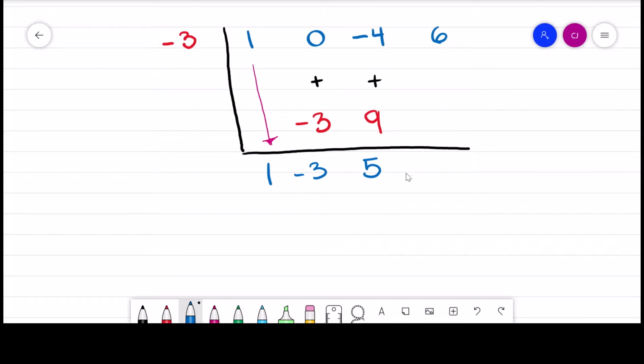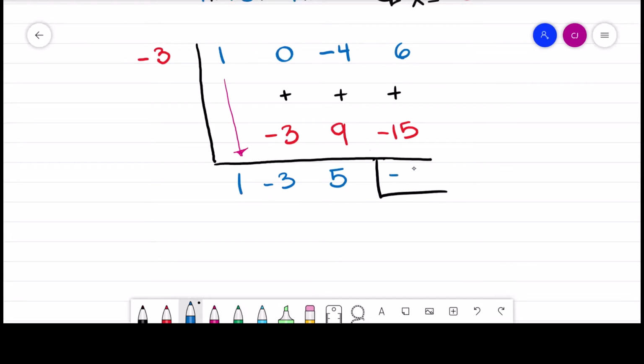Then I'm going to take +5 and multiply it with -3, which gives me -15. Put it up here, and I'm going to add 6 plus -15. This last number that we get here is what we call our remainder. So 6 plus -15 gives me -9.